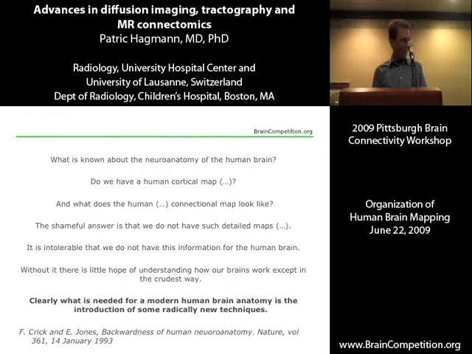So just to start, I'd like to cite Crick and Jones back in 1993, who said the following at that time. What is known about the neuroanatomy of the human brain? Do we have a cortical map? And what does the human connectional map look like? The shameful answer is that we do not have such detailed maps. It is intolerable that we do not have this information for the human brain.